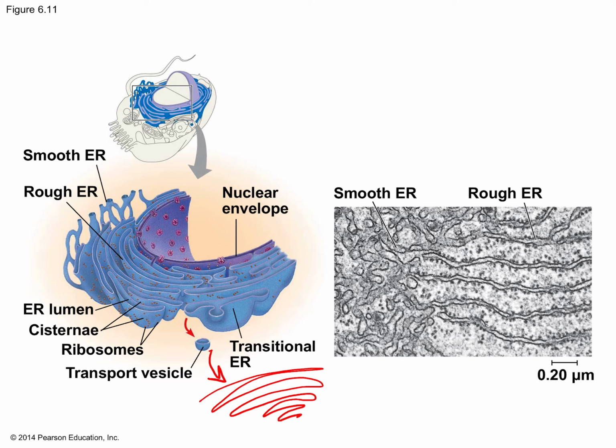Over here, again, we have smooth ER. And the smooth ER, again, is sort of a system of interconnected tubules. That's another way to increase surface area. Smooth ER does not have ribosomes, so it does not make proteins. We'll see more about what it does here in a moment.